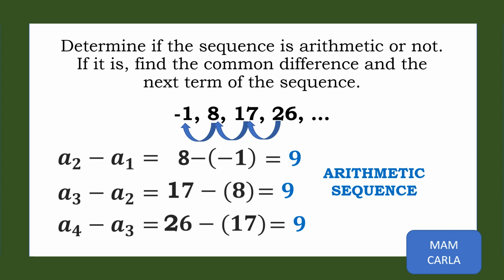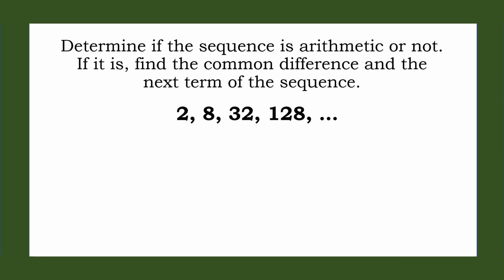Now let us find out what is the next term. So it means that we need to add 9 to 26. That is why the next term is 35. Let us have another example. Given the sequence 2, 8, 32, 128, and so on, let us determine if they have a common difference.